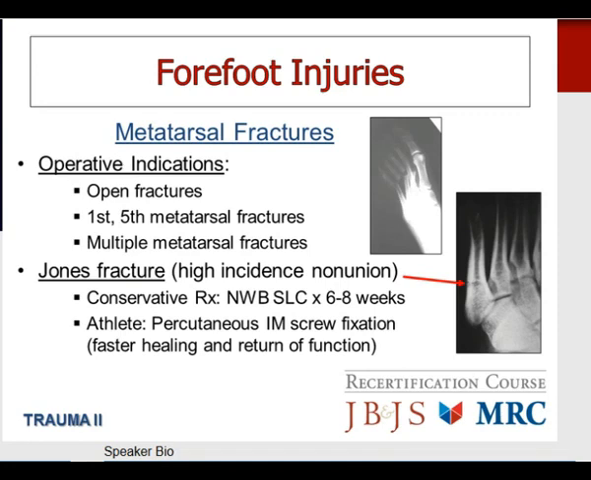Conservative treatment of Jones fracture is non-weight bearing and a short leg cast for 6 to 8 weeks. If you have a high functioning patient, then percutaneous intramedullary screw fixation has been shown to be associated with faster healing and recovery of function.